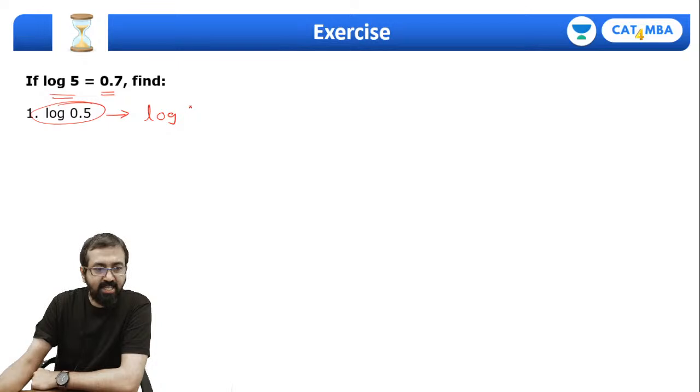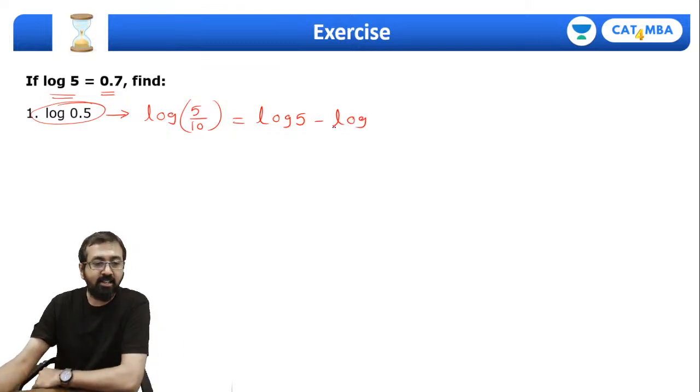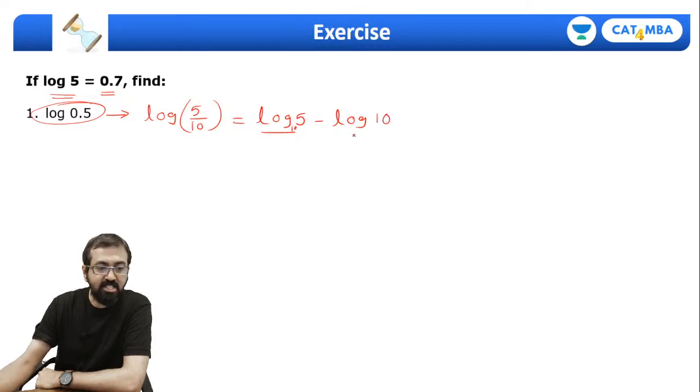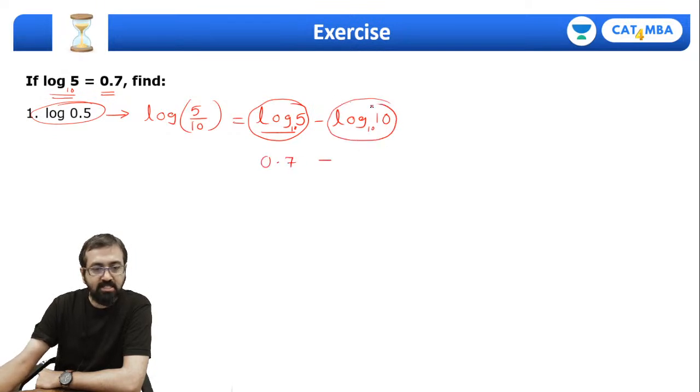So one way is I can write log of 0.5. 0.5 can be written as 5 by 10. Yes or no? So this can be further written as log of 5 minus log of 10. Log of x by y is equal to log of x minus log of y, right? So this is what I have done. Please understand, if nothing is mentioned in the base, then you will assume that is 10. Okay, so here also the base is understood as 10. Now this value is already given. It's 0.7 minus log of 10 with base 10. Of course it's 1. So 0.7 minus 1. It is minus 0.3. As simple as that.